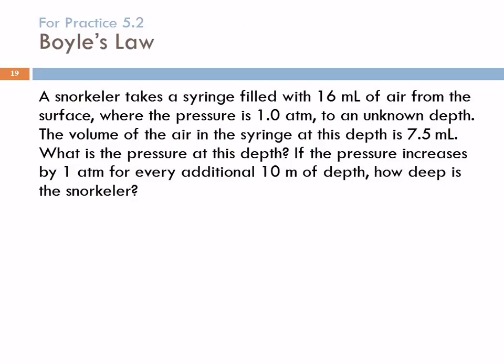So let's do this problem and then we'll call it a day. A snorkeler takes a syringe filled with 16 milliliters of air from the surface, where the pressure is 1 atmosphere, to an unknown depth. The volume of the air in the syringe at that depth is 7.5 milliliters. What is the pressure at that depth? And then a second question, if the pressure increases by 1 atmosphere for every additional 10 meters of depth, how deep is the snorkeler? Let's deal with the first question first.